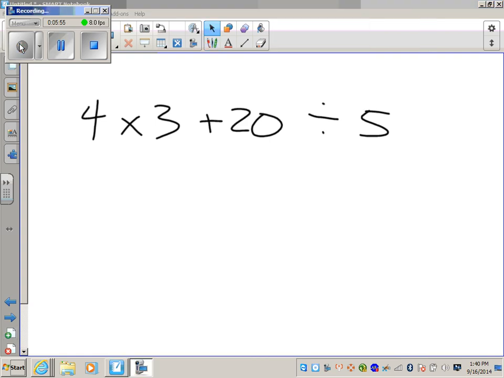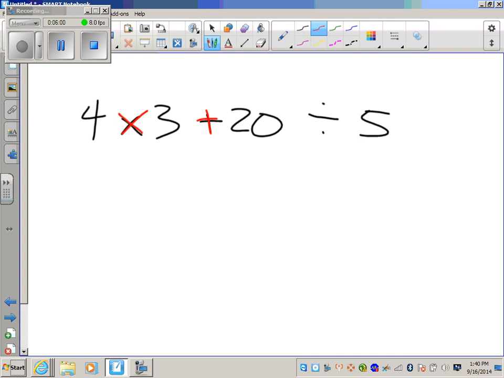Give it a shot. Okay. Identify our operations. Multiplication, addition, division. Any parentheses? Any exponents? No. Any multiplication or division? So I have to get through all the multiplication and division before I do step 4, which is adding. So the addition is going to be done last. So I'm going to do this.